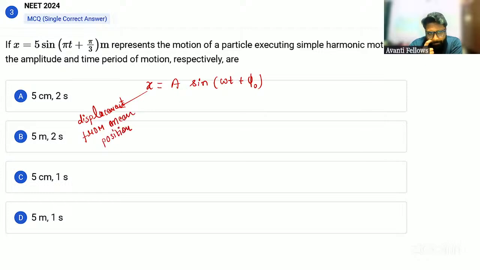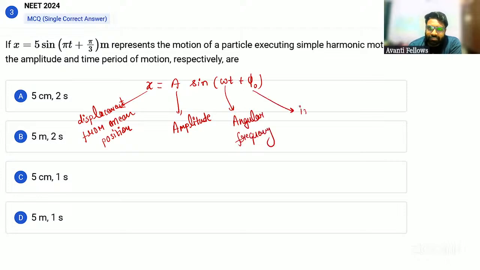Okay, a is the amplitude. A represents what? Amplitude. This omega is the angular frequency. t is time and phi naught is the initial phase. Initially at t equals 0, where the particle is, it tells you about that. This is the initial phase.